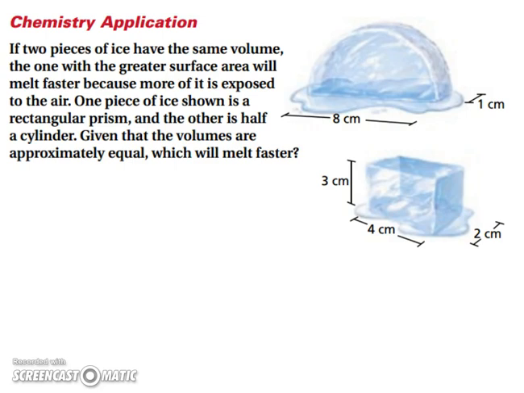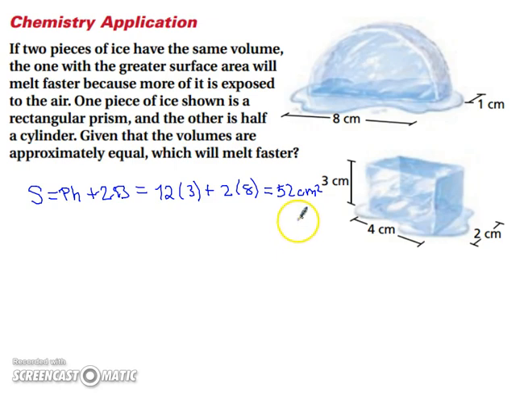Now that you've had a moment to try to figure this out on your own, let's do it together. So the total surface area of our rectangular prism is going to be our perimeter times our height plus 2 times our base area. In this case, it will be 12 times 3 plus 2 times 8, which is going to give us 52 centimeters squared.